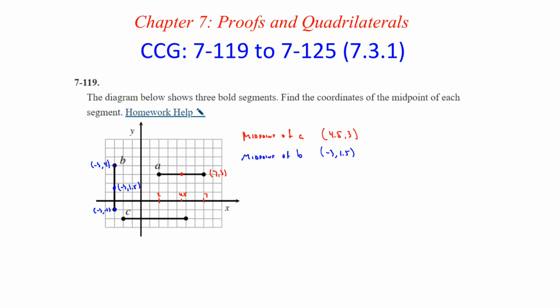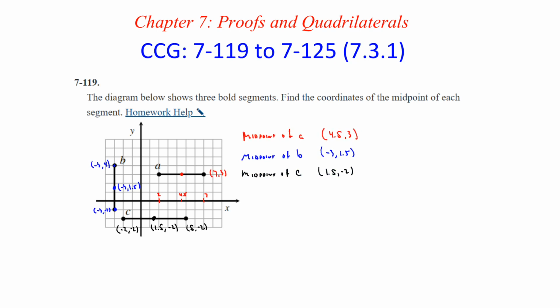All right, and then for segment C, this would be the point -2, -2, and then over here, this would be the point 5, -2. So we need to find the midpoint between the -2 and 5. So that would be 7 total units, so we need to go 3.5. So 1, 2, 3.5. You can see it's right in the middle there. And so if we add 3.5 to -2, that would give us 1.5. And then the y value stays at -2. So the midpoint of C is 1.5, -2.